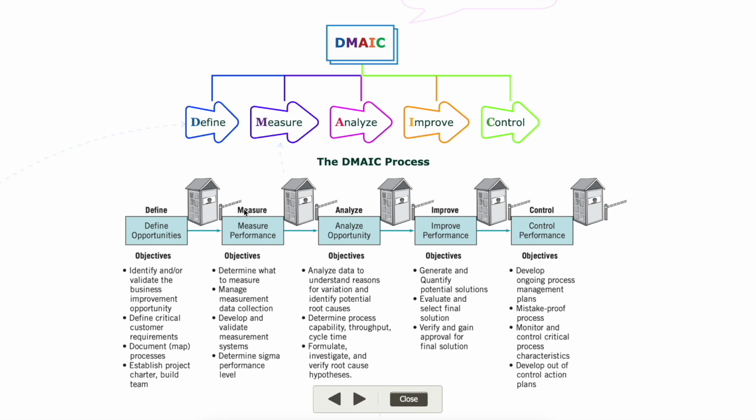Then you move towards the next step, which is measure, and the objectives of this step are to determine what to measure, manage measurement data collection, develop and validate measurement systems, and determine sigma performance level. Once you complete this step, you arrive at a toll gate where the project manager will evaluate if these objectives have been achieved or not, and let you proceed to the next step, and so on until the process is completed, and then it is handed over to the owner of that system.